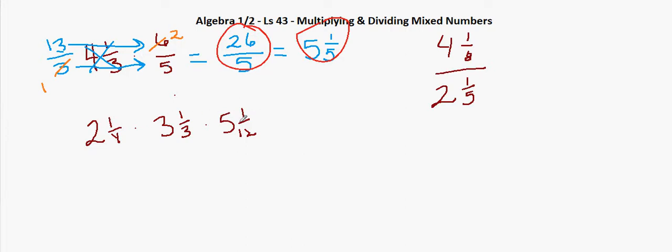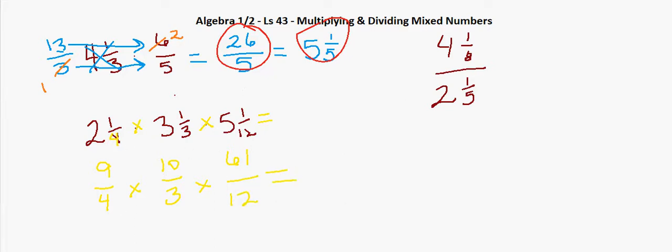So if we look at these three mixed numbers, we're supposed to multiply, right? These are meaning multiply. What do we do? We convert. This is 4 times 2 plus 1 is 9 over 4 times 10 over 3 times 61 over 12. All of these are improper.